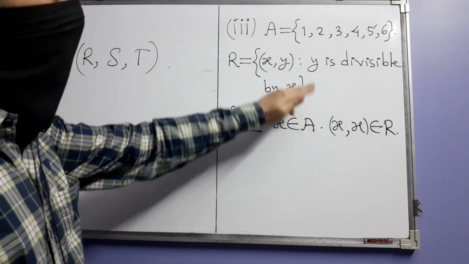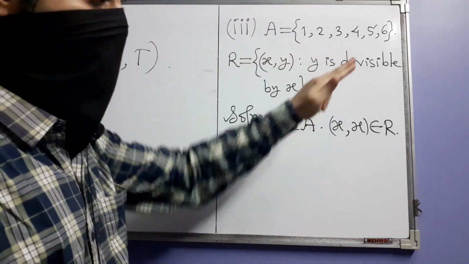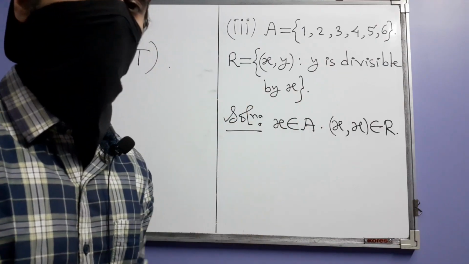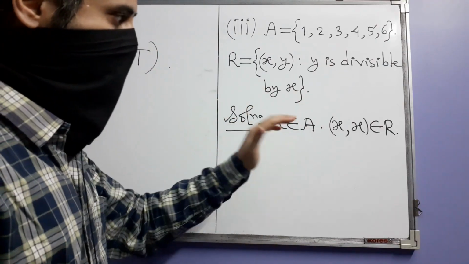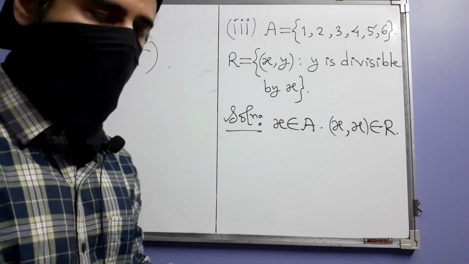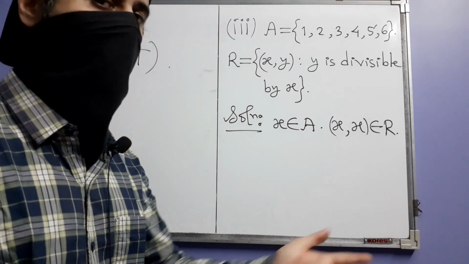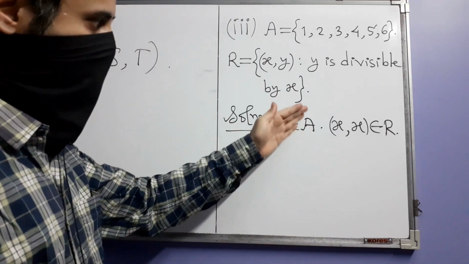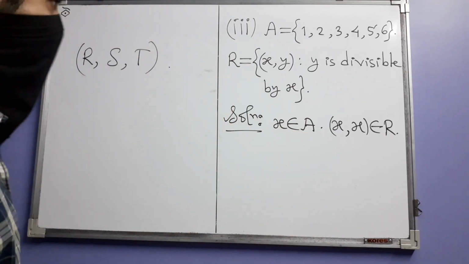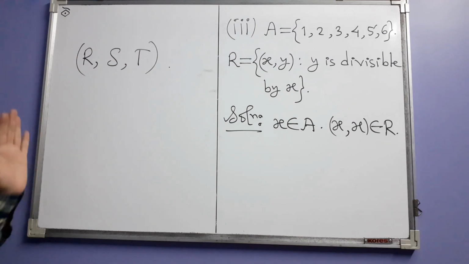Note carefully that the fact that there is no 0 plays a role here. Nothing is divisible by 0. However, every non-zero integer is divisible by itself. That is why the relation is reflexive. So R persists, R is there.